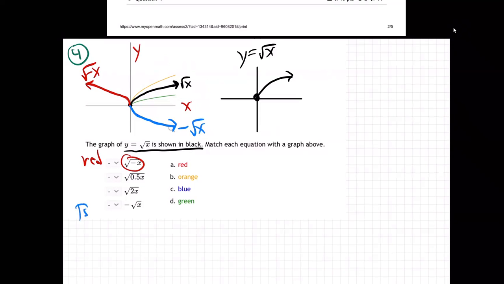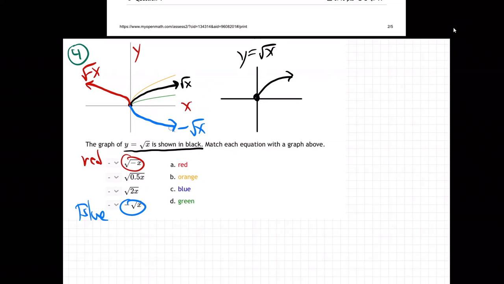So I'll jump down and do this one. This one's blue right here. See how the negative is on the outside of the root? So it's not in X's world. It's not a sideways effect. It's a down. It flipped it down. It's an up-down effect instead of a sideways effect.